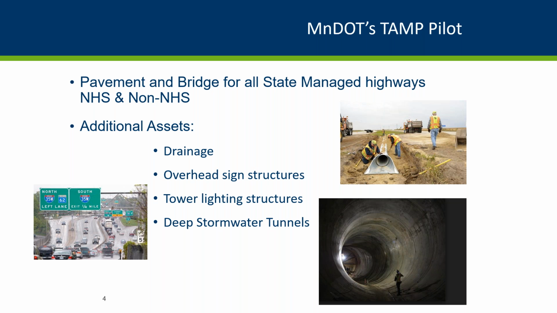Overhead sign structures, again, that was kind of a concern in terms of risk. We had experienced a lot of loosening of the hold down fasteners on those things. So we had pretty good inventory information, as well as some inspection protocol, and similar for our tower lighting structures, although not as robust in inventory. So finally, the deep stormwater tunnels.